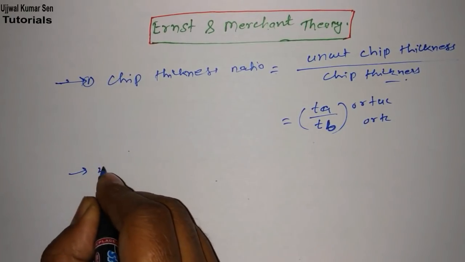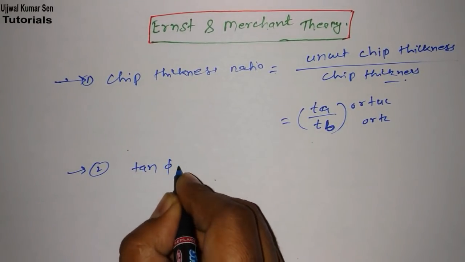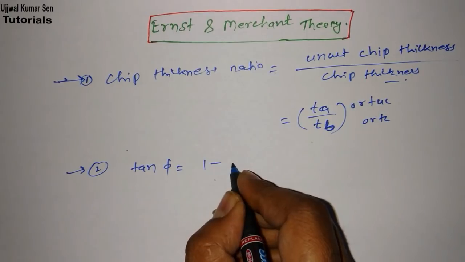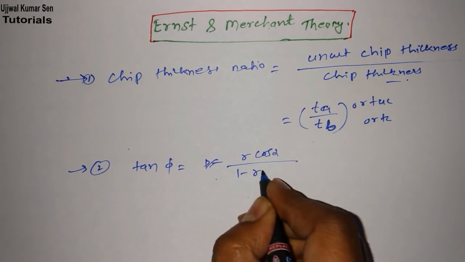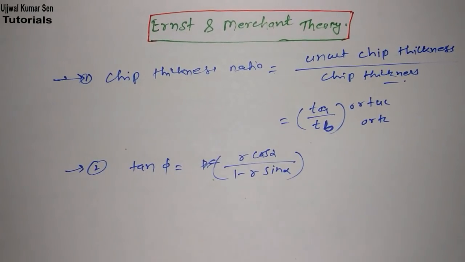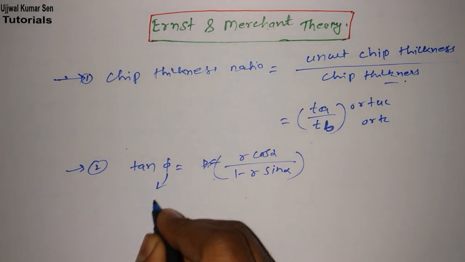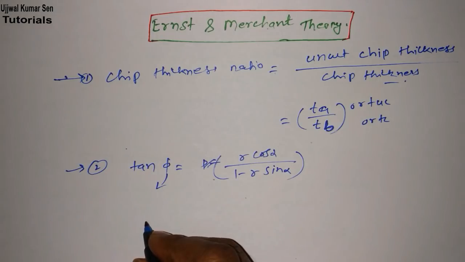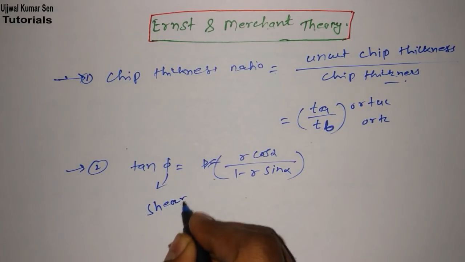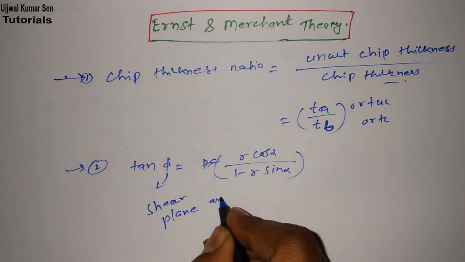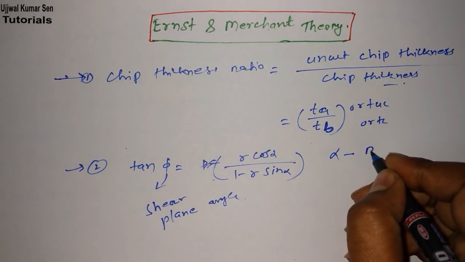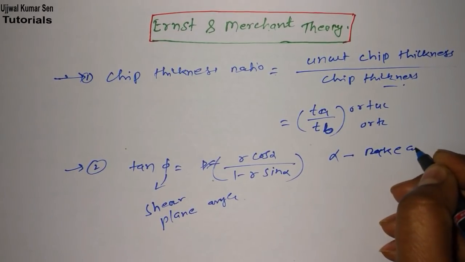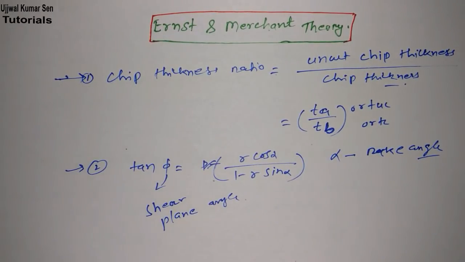Now the second, which is most important: tan phi is equal to R cos alpha by 1 minus R sin alpha. This phi is known as the shear plane angle. Alpha is known as the rake angle. Sometimes it is also called the side rake angle.